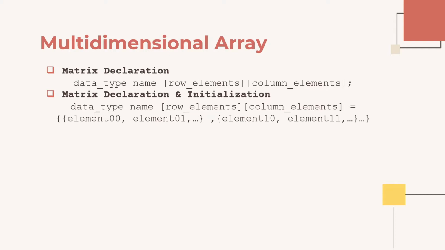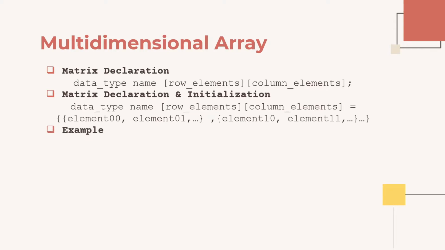We can declare and initialize a matrix using one statement, and the format is data type, then the name of the matrix, followed by the number of rows and columns, and then an equal sign, and then we specify the elements of the data in curly brackets. There are curly brackets inside another curly bracket, so each curly bracket specifies the elements for each row.